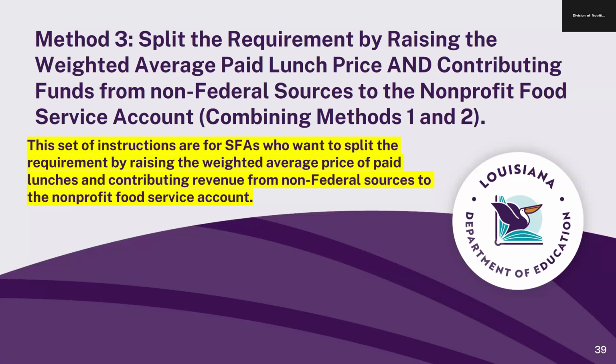So the next set of instructions is going to be method 3, which is to split the requirement by raising the weighted average price and contributing funds from non-federal sources to the nonprofit food service account. So basically combining methods 1 and 2. So these instructions are only for SFAs that want to do both. You want to raise the price and you're also going to contribute non-federal sources.